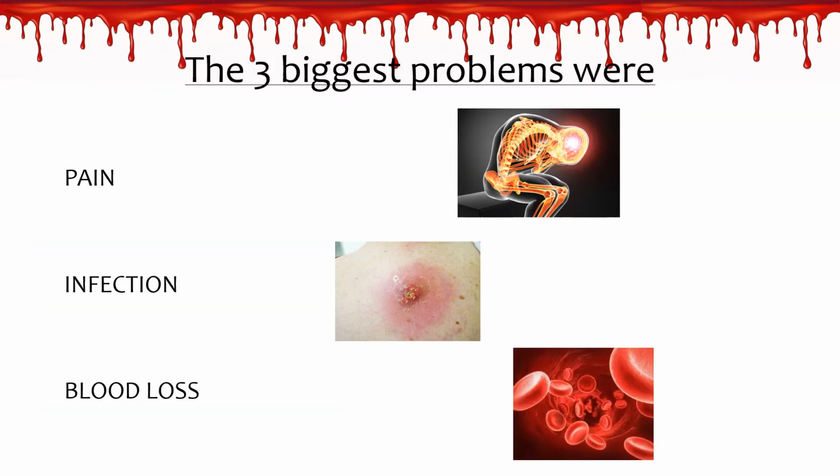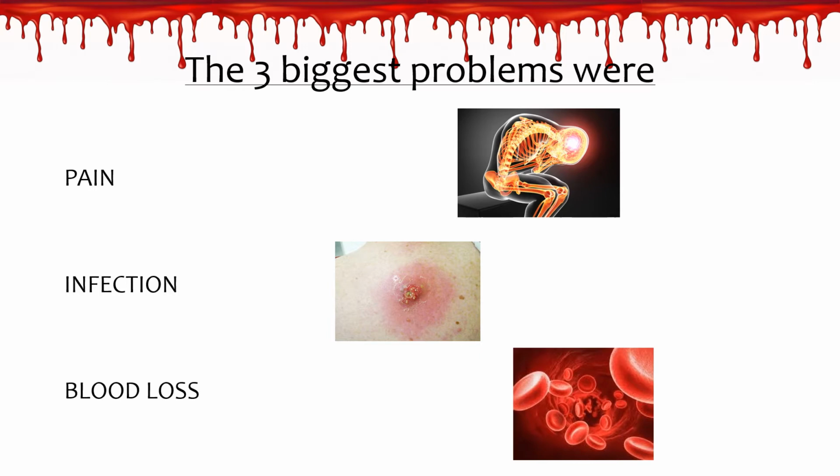On this next slide, we can see what the three biggest problems were with surgery at this time. The first one is pain. The second one is infection, and the third one is blood loss. They were the things that led to an awful lot of people who were operated on during this period not making it and dying on the operating table.